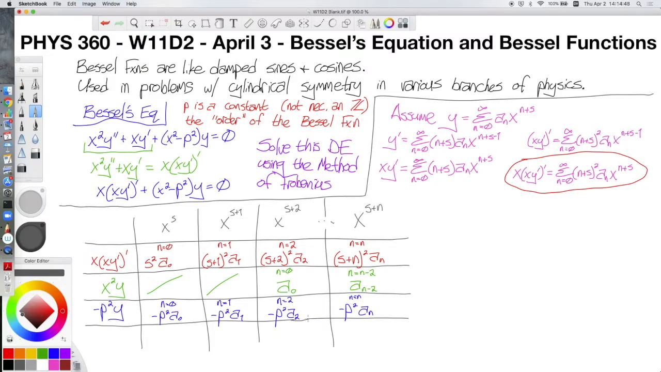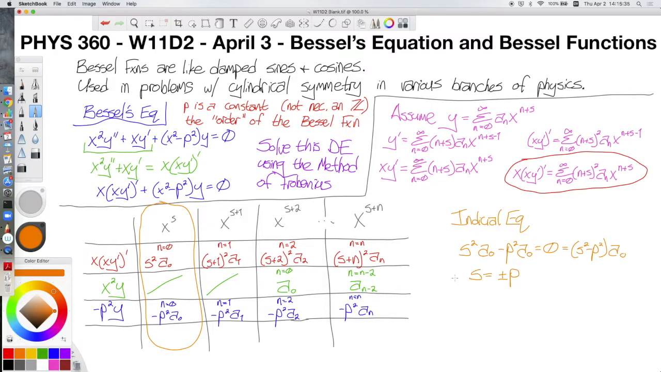So now we can look at the column we have for the lowest power of x. And that is this column right here, the x to the s column, and set our coefficients equal to 0 to give us the indicial equation. And that indicial equation just tells us s squared a naught minus p squared a naught equals 0, or (s squared minus p squared) quantity times a naught equals 0. Now again, we've assumed that a naught is not 0, so this means the solutions to our equation are just going to be s is either plus or minus p.